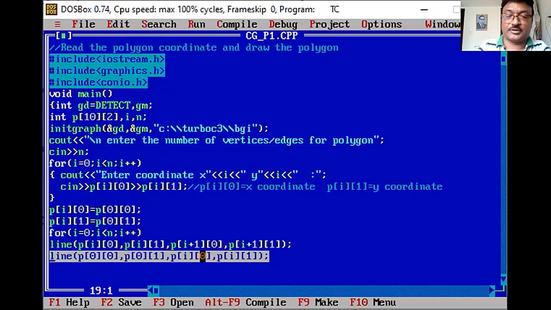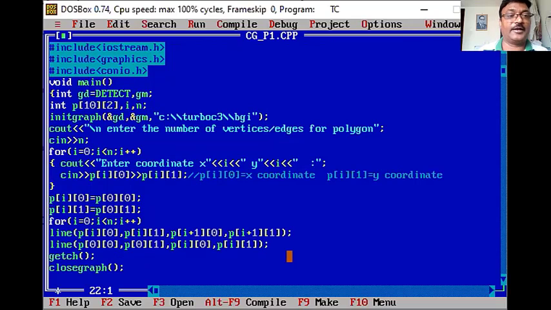Then use getch to read one character, and closegraph. So getch is for what? It is going to hold the screen. Unless and until you enter any character, it is not going to close your graph. So once you read any character, then close the graph and close your main function. Suppose I am using the main function here. So is there any question? Everybody understood? Yes?